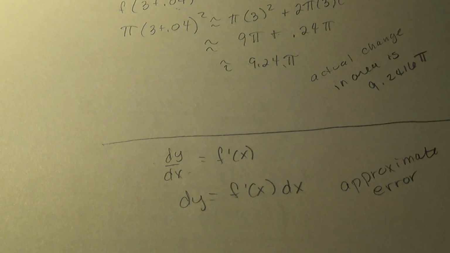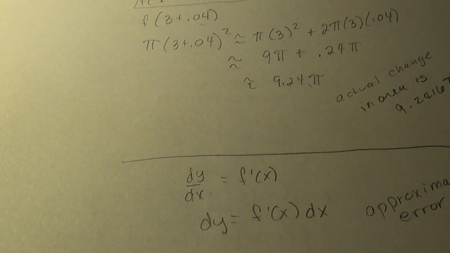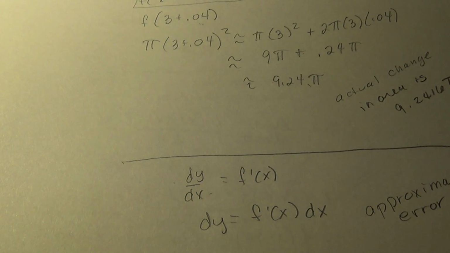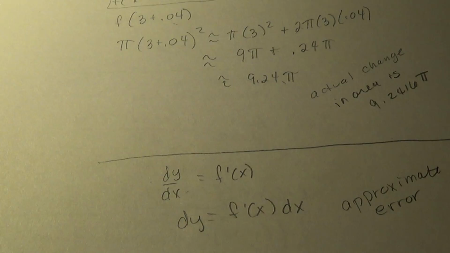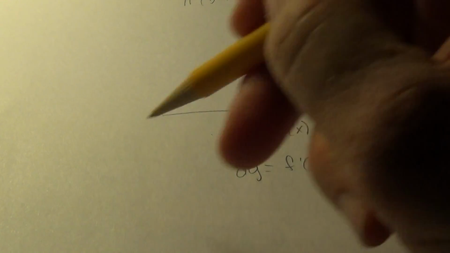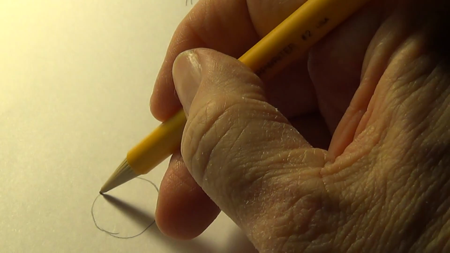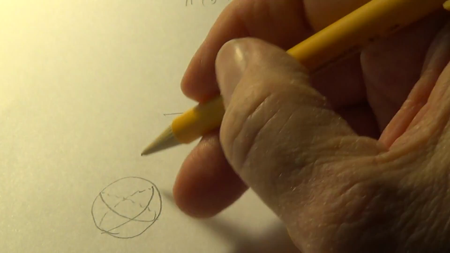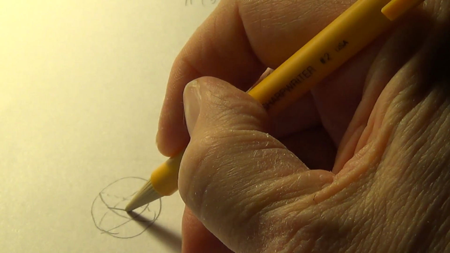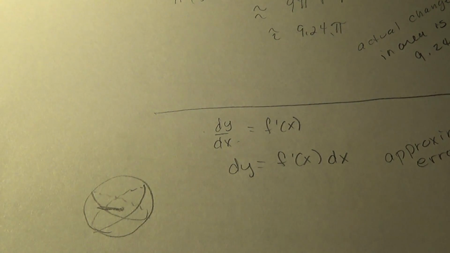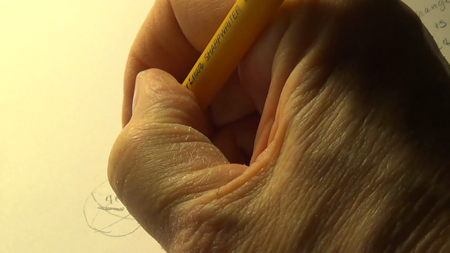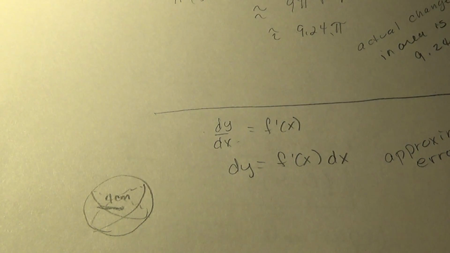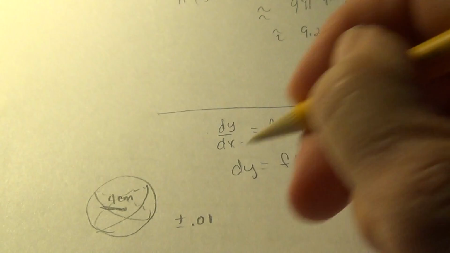Suppose that we're measuring a circle, not a circle, we're going to do a sphere. So let me sketch it. So here's a sphere. And the radius, I'll draw in sort of like that. The radius of our sphere is 4 centimeters. But when we measure that radius, we are often off by plus or minus 0.01.